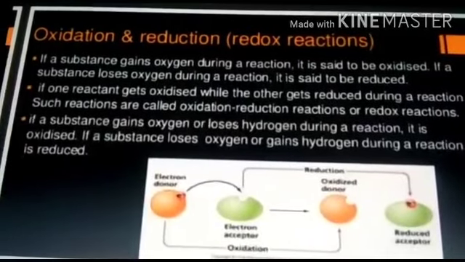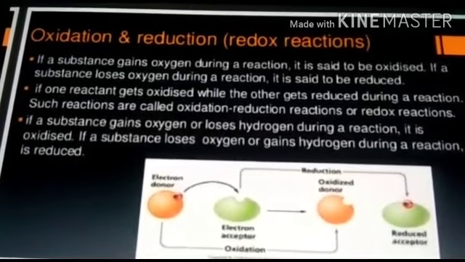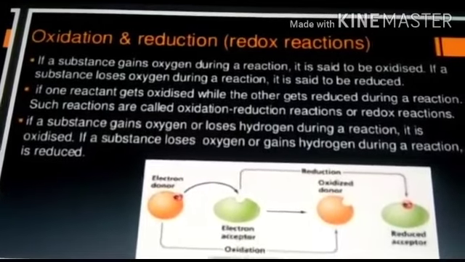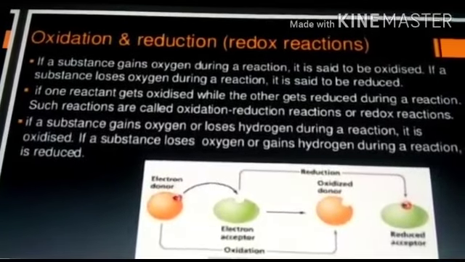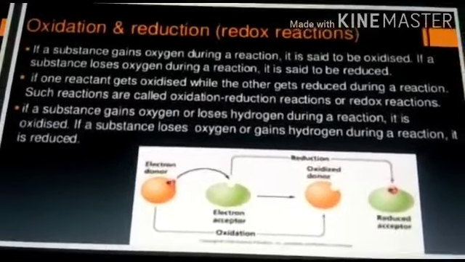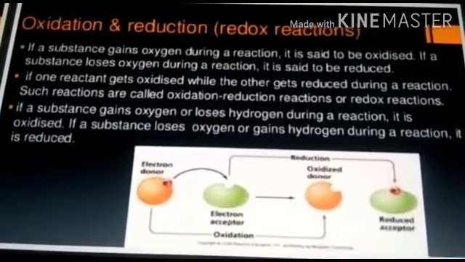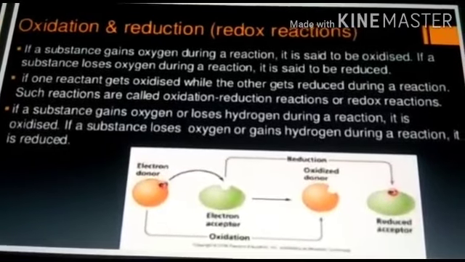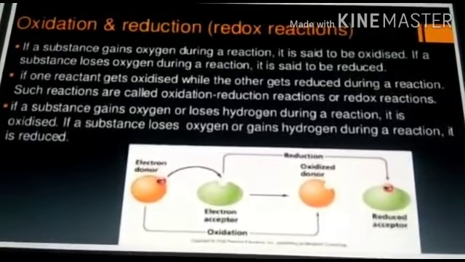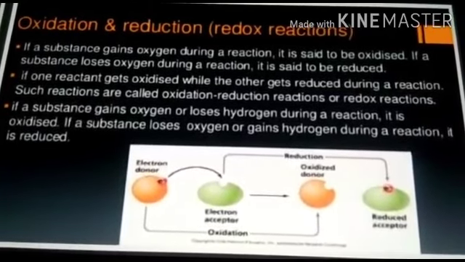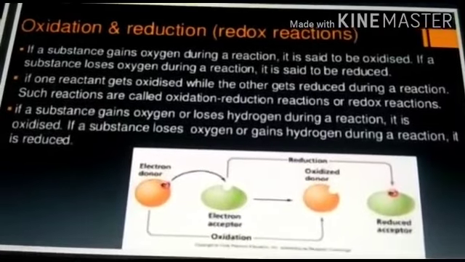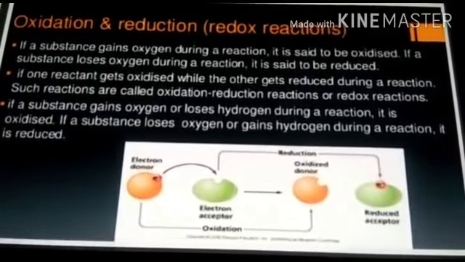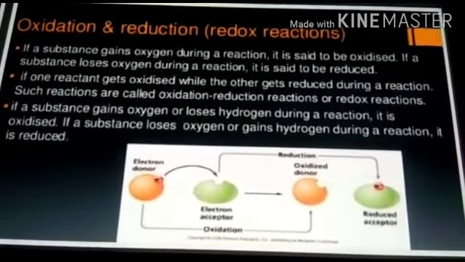If a substance gains oxygen during a reaction, it is said to be oxidized. If a substance loses oxygen during a reaction, it is said to be reduced. If one reactant gets oxidized while the other gets reduced during a reaction, such reactions are called oxidation reduction reactions or redox reactions.